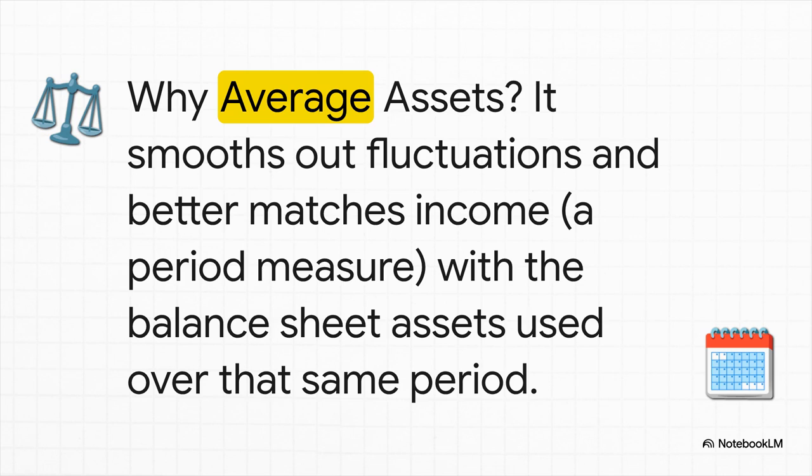Think of it like this. Net income is earned over a whole period, right? It's like a movie of the entire year. But the company's assets change during that year. So by taking an average of the beginning and ending assets, we get a number that better represents the assets that were actually available to generate that income throughout the year. It's all about making sure we're comparing apples to apples.